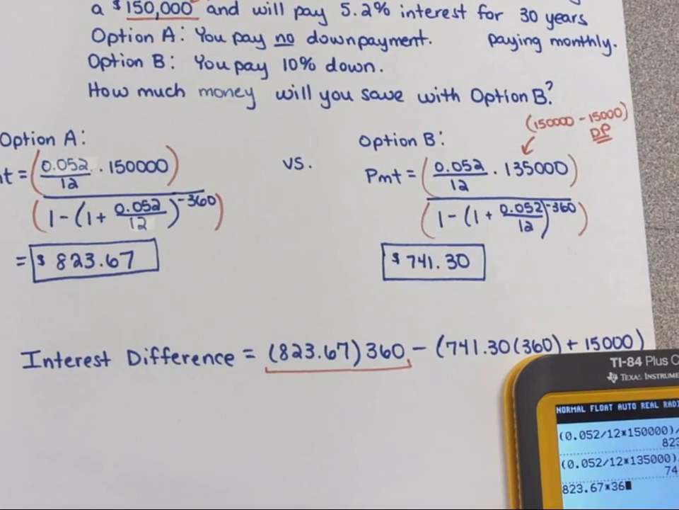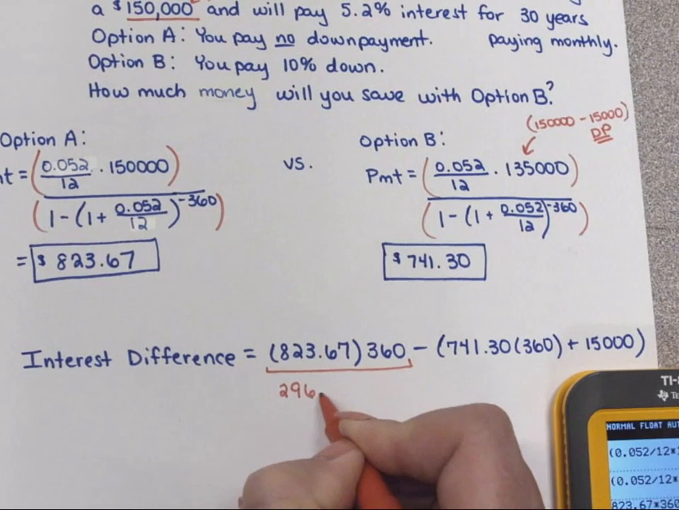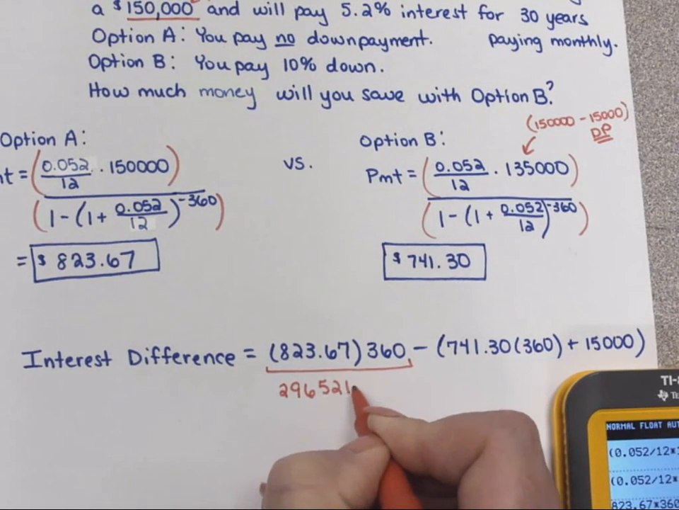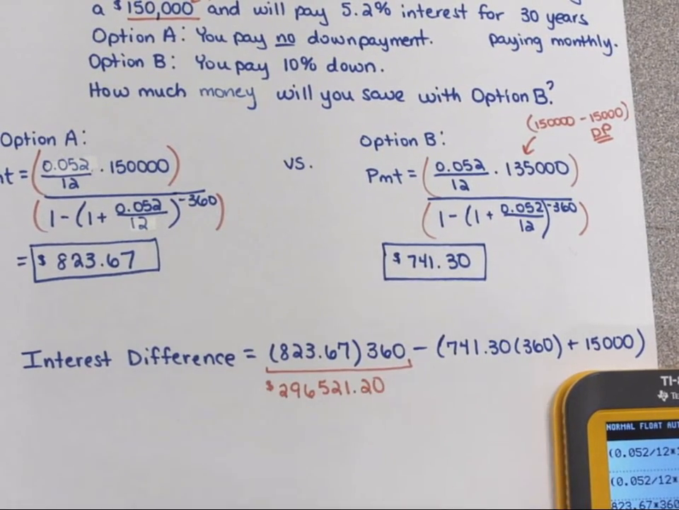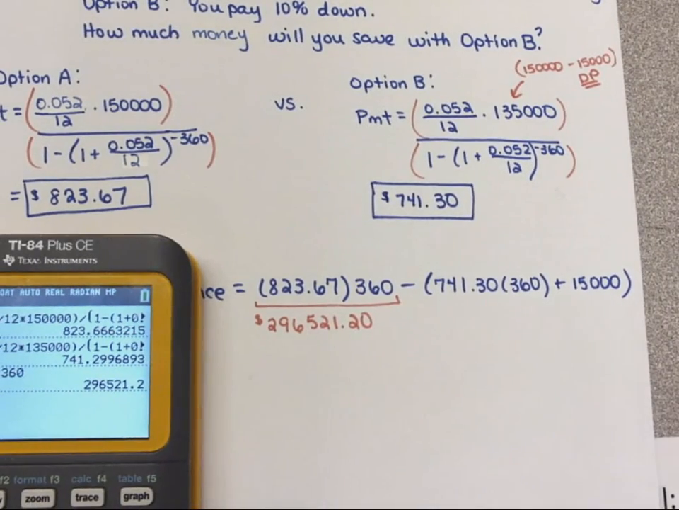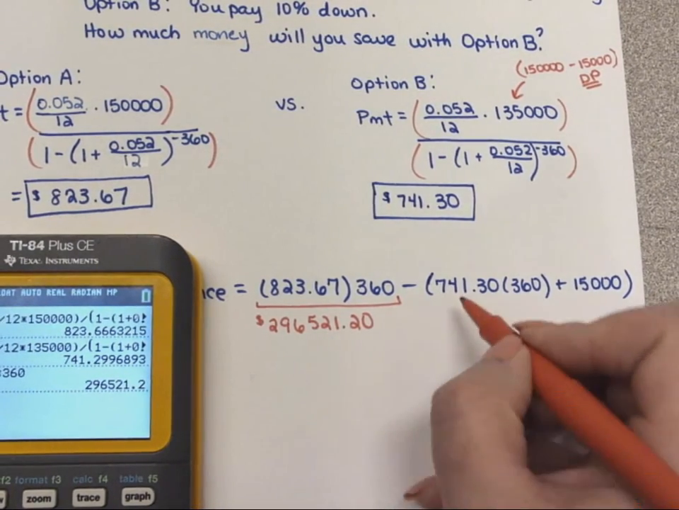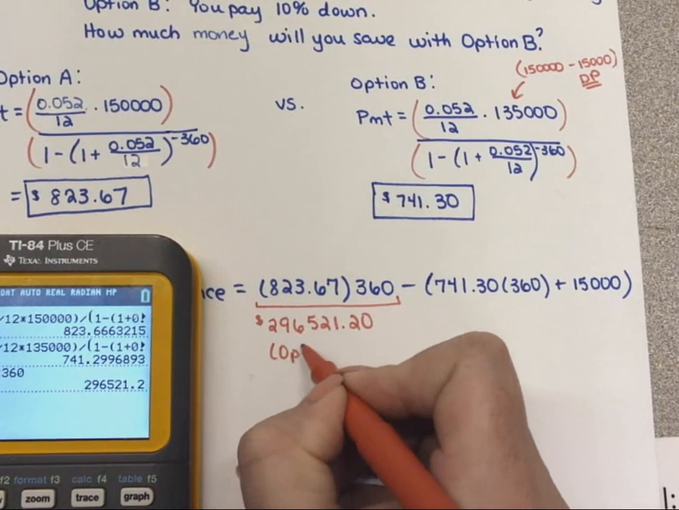823.67 times 360. Okay, this is $296,521.20. Okay, it is very common for home loans to be more than double what you thought you were paying because the interest is accruing for so long. It's accruing for 30 years. That's 3 decades of interest piling up and piling up. So it's a long time. All right, so let's do the second quantity. Okay, so by the way, this is option A.